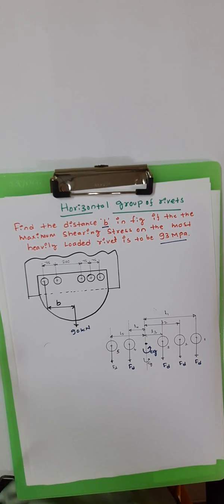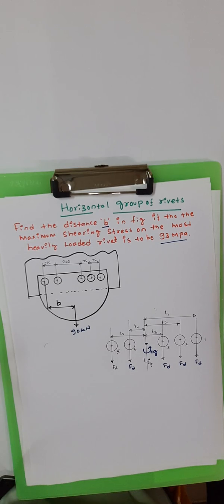First, let us find out the CG of the given rivets. So determine L1, L2, L3, L4, L5. Then we need to find out the direct shear load and the secondary shear load. Apart from that, we also need to determine the resultant load, and finally from that we can find out the distance B with respect to this given problem.